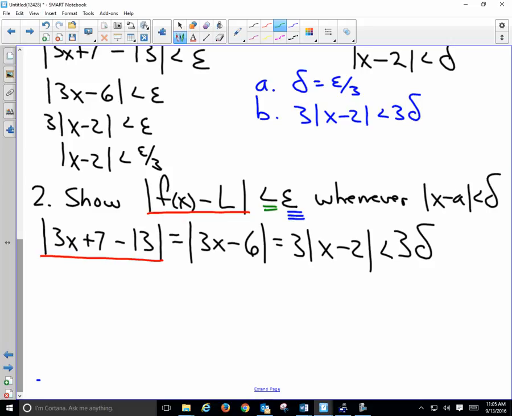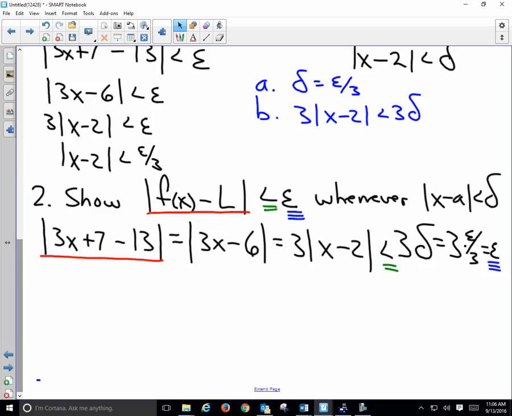So I have the red, I have the green, and now I just need the epsilon. Well, I don't know if 3 delta is equal to epsilon, but I know 3 times delta is equal to 3 times, what is delta? Epsilon divided by 3, which is epsilon. And that is the last part of this statement.